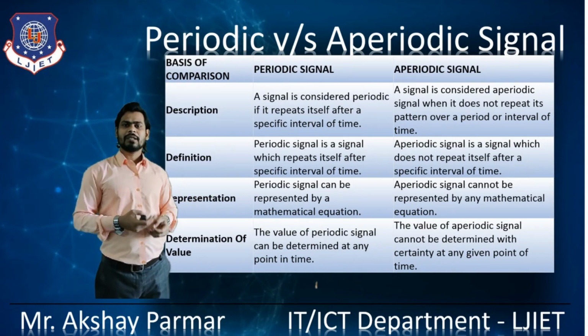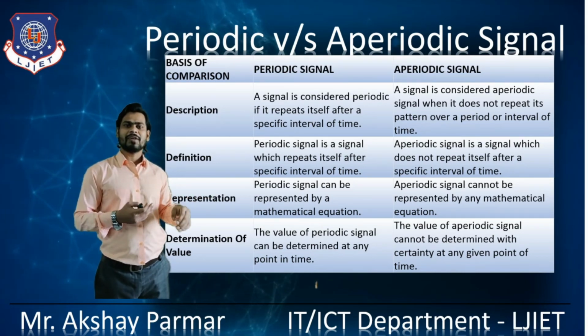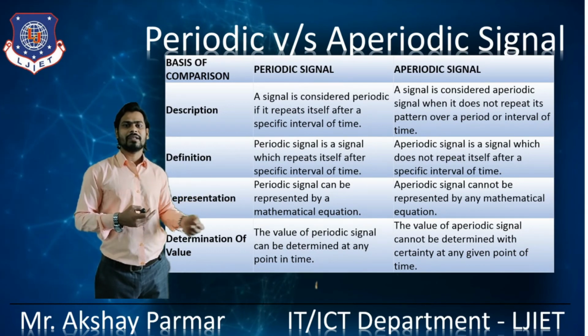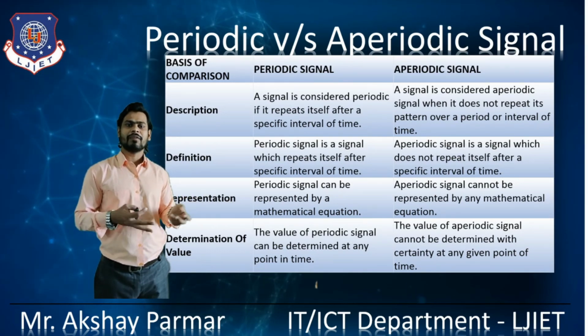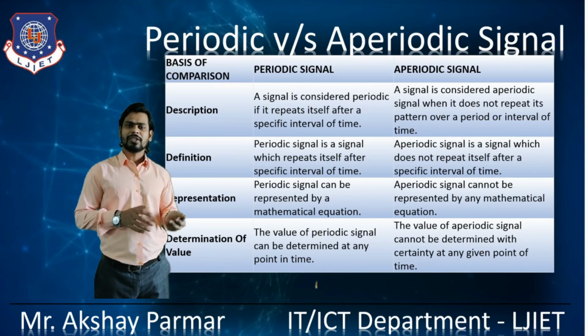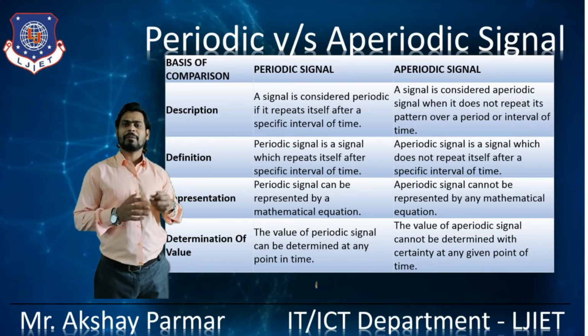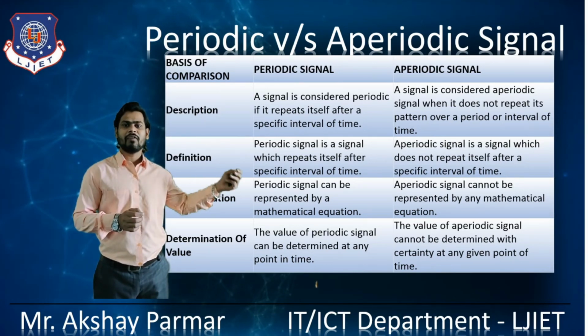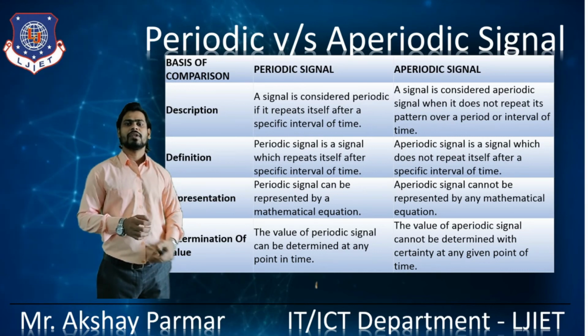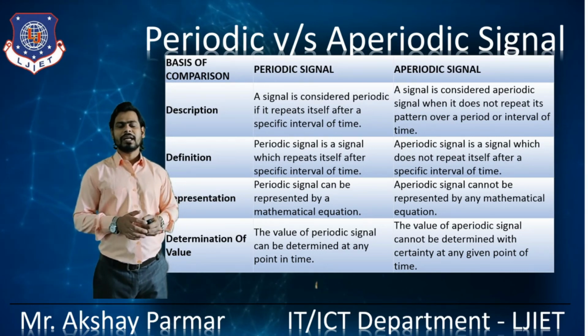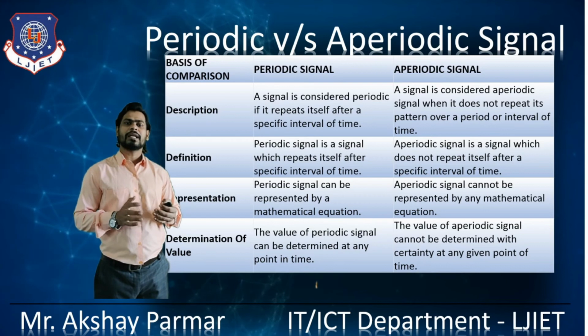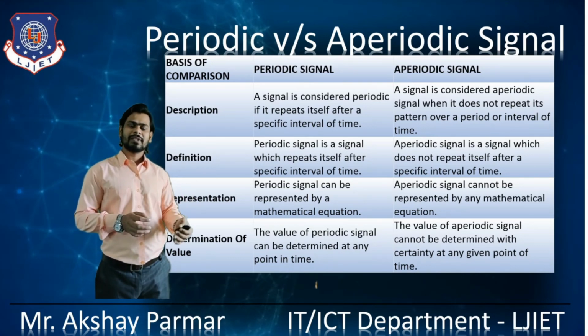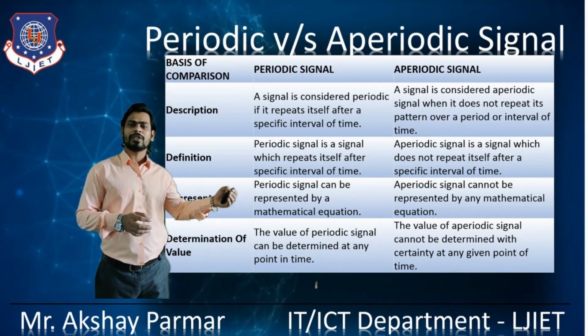You can represent a periodic signal by mathematical equations, whereas you cannot represent an aperiodic signal with mathematical equations, right? For the representation, periodic signals can be represented by mathematical formulation or a mathematical equation, whereas aperiodic signals are not repeating themselves, so they cannot be represented by mathematical equations.